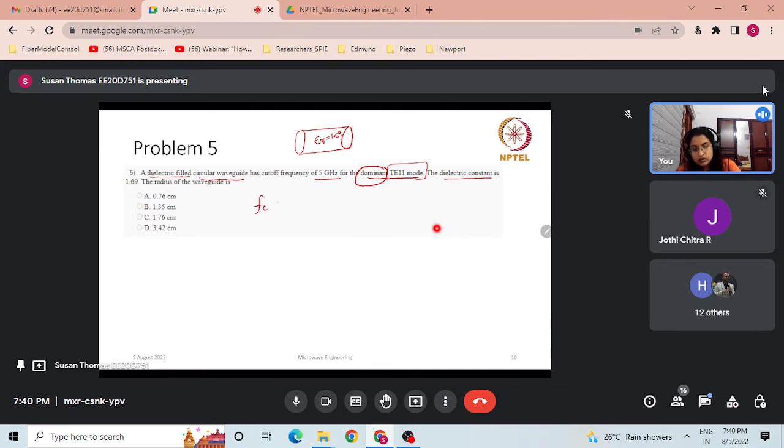We already know the equation for cutoff frequency, rho nm divided by 2 pi a root of mu epsilon. So mu epsilon can be written as mu naught mu r epsilon naught epsilon r. So mu r is 1. We already know that 1 by root of mu naught epsilon naught is c. So rho nm into c divided by 2 pi a into root epsilon r. So this cutoff frequency is known to you: 5 gigahertz, 5 into 10 power 9.